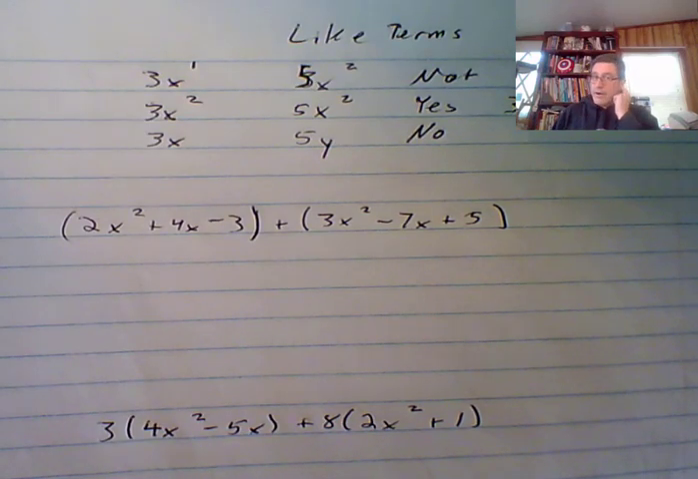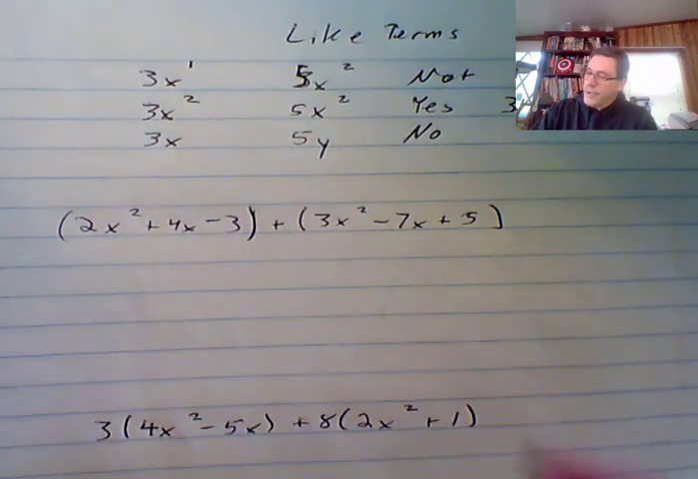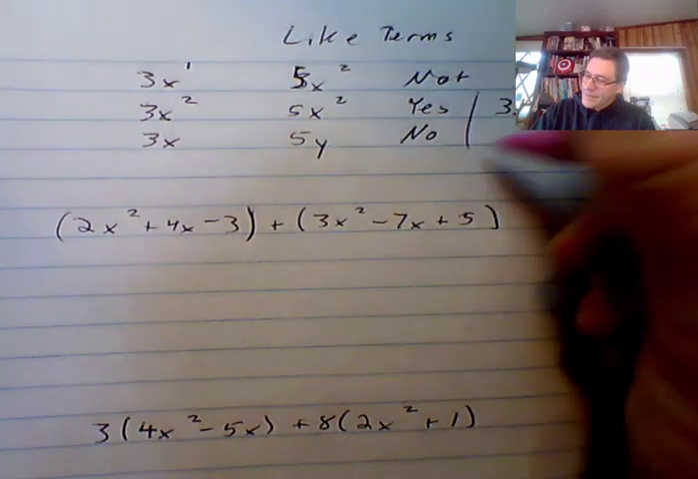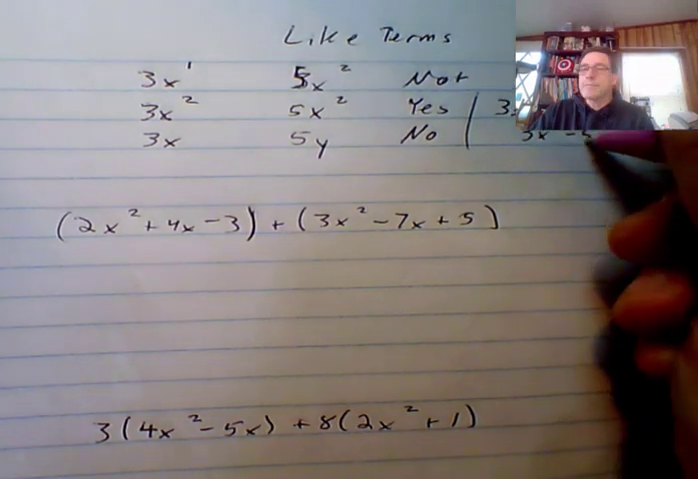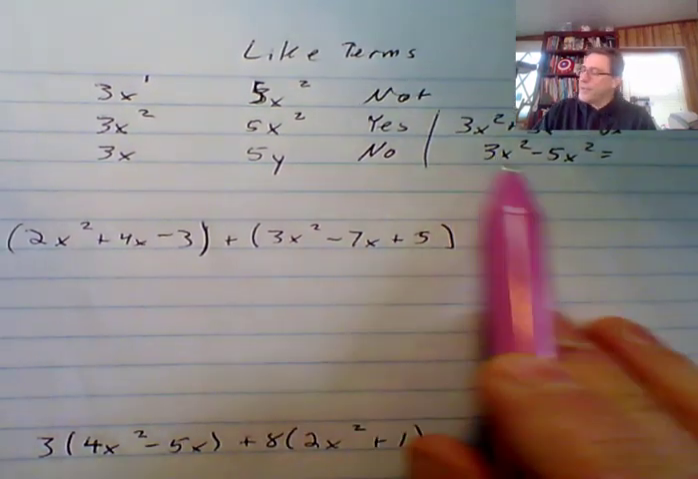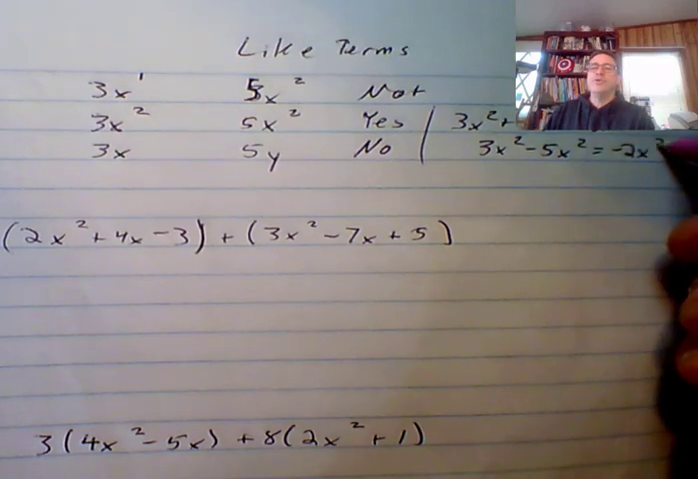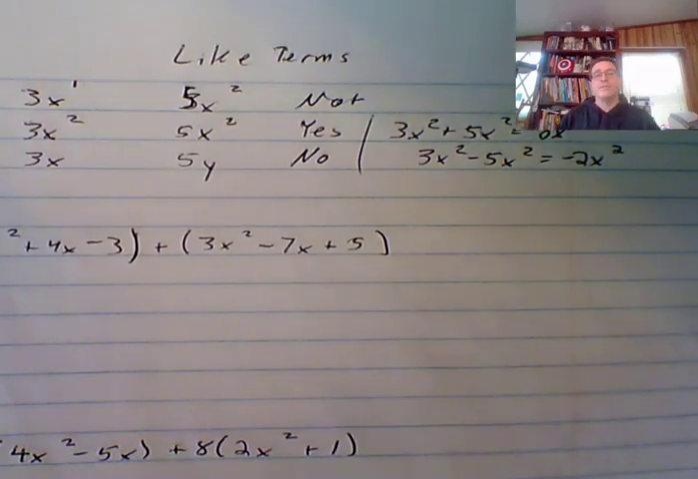Now, the other thing, we are going to do some subtracting as well. So if I had to subtract 3x squared minus 5x squared, I'll throw that over here. Same deal. We're going to subtract the coefficients, the 3 and the 5. So 3 minus 5 is negative 2. But the exponents, the variables, don't change when we're adding and subtracting.